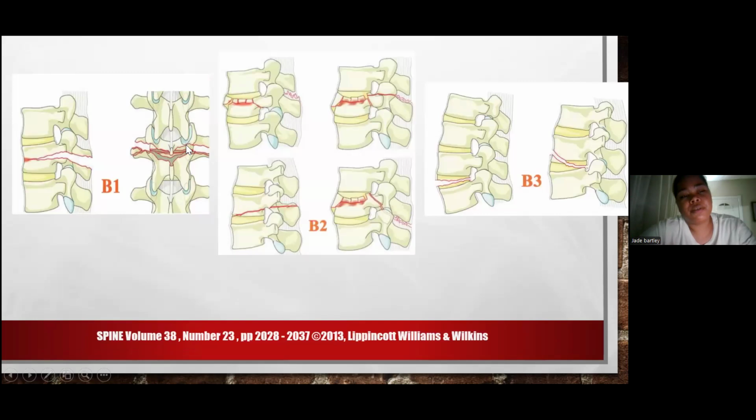And these are just other pictorial examples of B1. As you can see, transosseous disrupting the posterior tension band, usually affecting only a single vertebral level. B2 can affect multiple vertebral levels and the posterior tension band is not intact. And you also have an associated fracture going through the lamina and the pedicle. In type B3, the fracture line can be through the vertebral body extending into the intervertebral disc, or it can just be involving the intervertebral disc. And it's usually associated with a hyperextension injury.